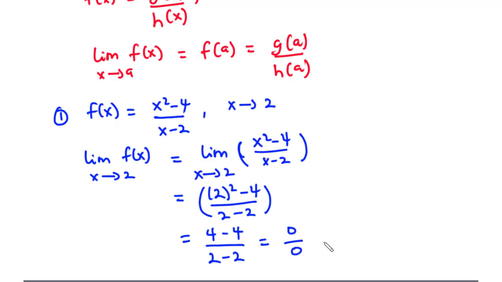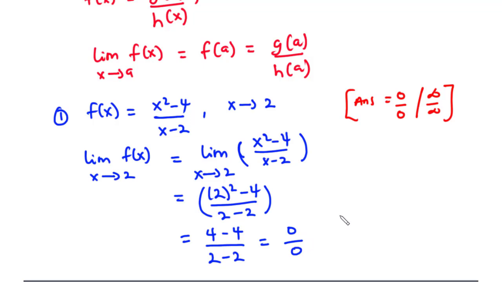So whenever you want to find the limit of a rational function, and you get your answer to be either 0 over 0 or infinity over infinity, it means that this is undefined, and you need to use a different approach to solve the limit. So since we have 0 over 0, we are going to use an alternative method to solve the limit.